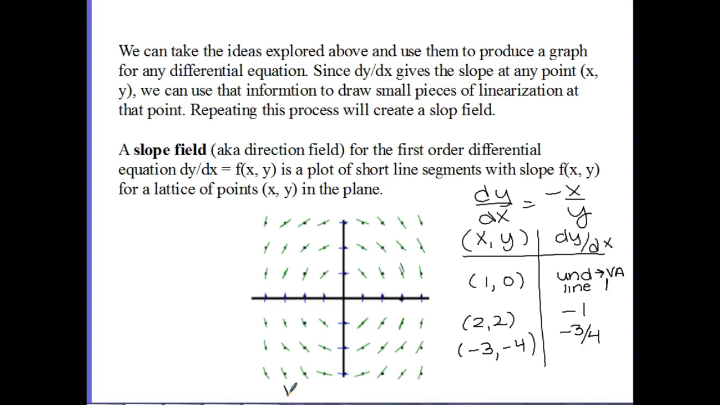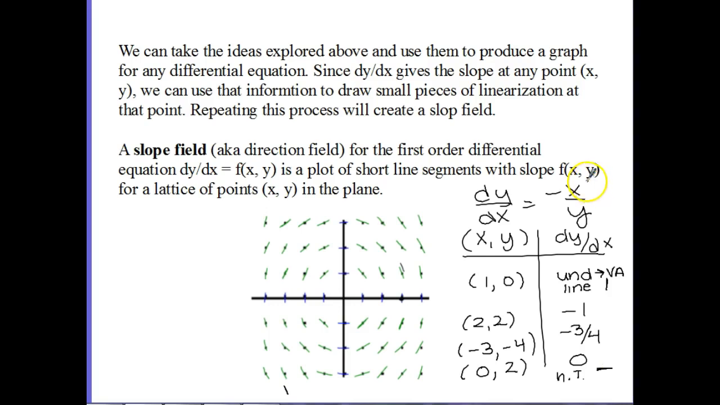Why are all of the slopes on the y-axis 0? Because x equals 0, so no matter what you get, you're going to get a 0. A 0 is a horizontal tangent. So it's always going to look like this. A 0 represents an extrema, right?